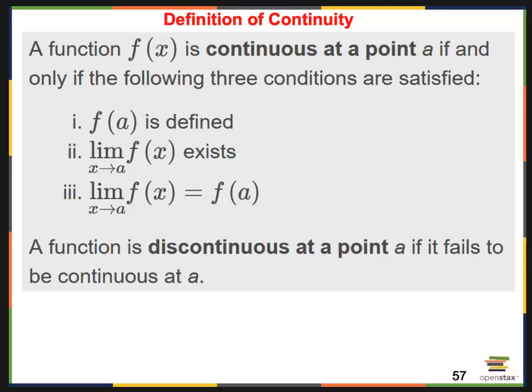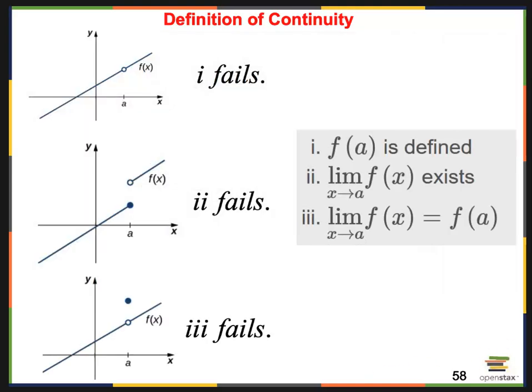A function is not continuous at a point a if it fails to be continuous at a, which should be intuitive. Okay, so that's the definition of continuity. So here we're looking at the first part of our definition, which fails because f of a, if there's a hole there, is not defined. Here, f of a is defined because it's whatever that value is. However, the limit doesn't exist.